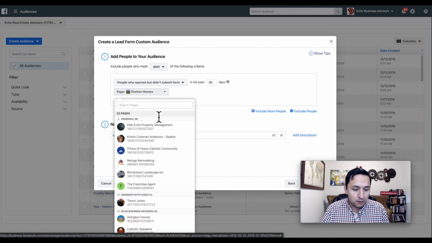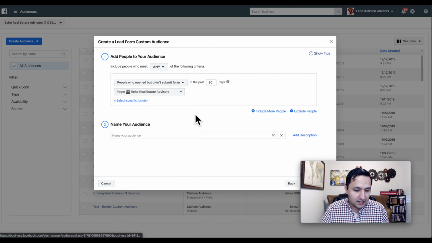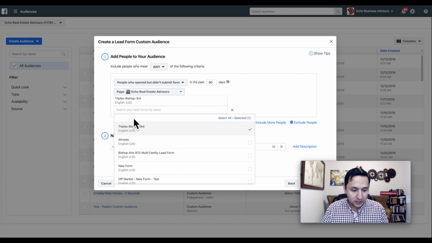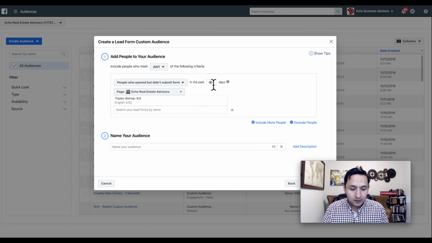So go to the page and then select the page that you're running that particular ad from, and then select your specific form, which right here, we're gonna select that specific form. And then the past, let me change that to 15 days so I don't have to remake this audience again in case I use this particular form again.